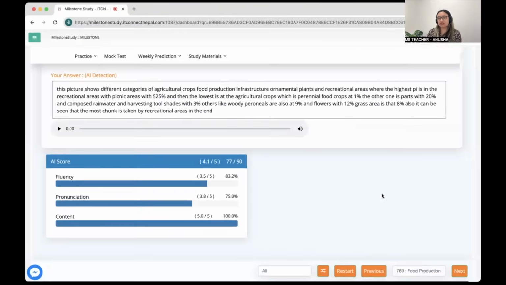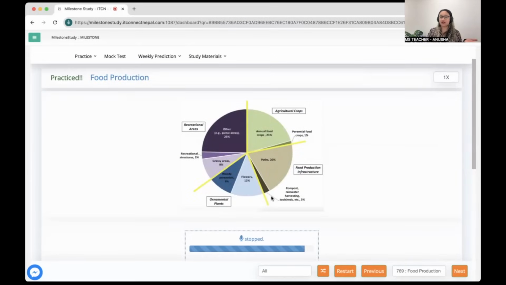Okay, now this is what I was able to say. In any website, in anything that you are doing, just remember that humans are going to check in the real exam, whereas here it is checked by AI. Okay, so this is the way where I talked about food production. I said there are different variables or components or elements like this and that, and then the highest is here and the lowest is here, and then I just give chunks of other percentages.